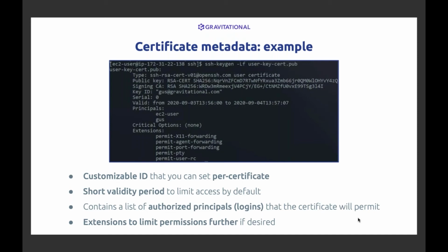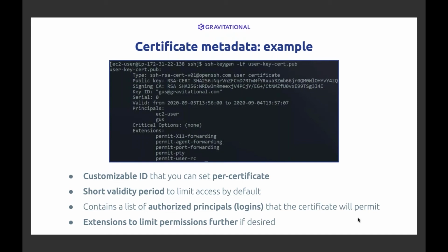You can also add extra metadata like principals, for example. So I've added EC2 user and Gus to this certificate. This can control which principals or Unix logins you're allowed to use when you log into a system. So that certificate will only allow you to authenticate as those users. Even if you put this on the system and you try to log in as root, the system will just block you and say, nope, you're not authorized to log in as root. And that means you can manage centrally which logins people are allowed to use.